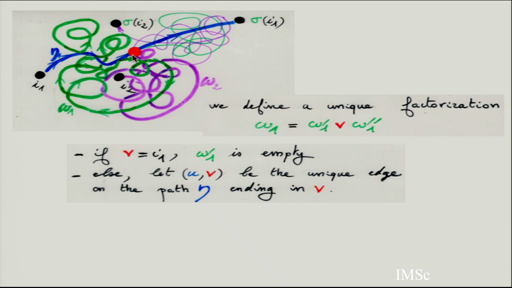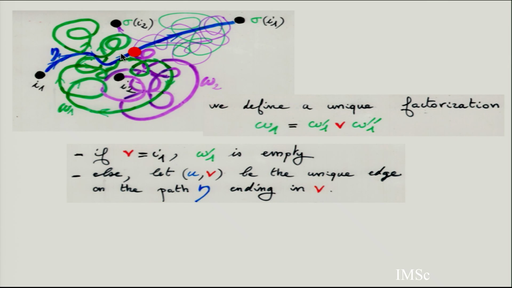So if V, this red point, is I1, then omega prime 1 is empty. If not, let UV be the unique edge on the path eta, ending in V. Which means, you see, on the blue path, there is an edge which goes to this V. There is an edge UV here, and this edge is on the blue path. In terms of flow, it's a maximal edge.